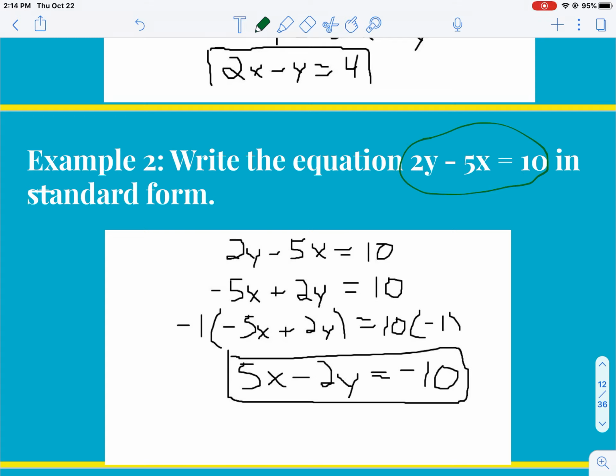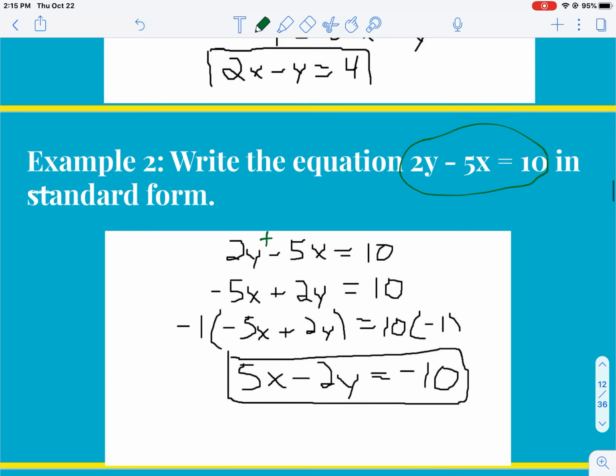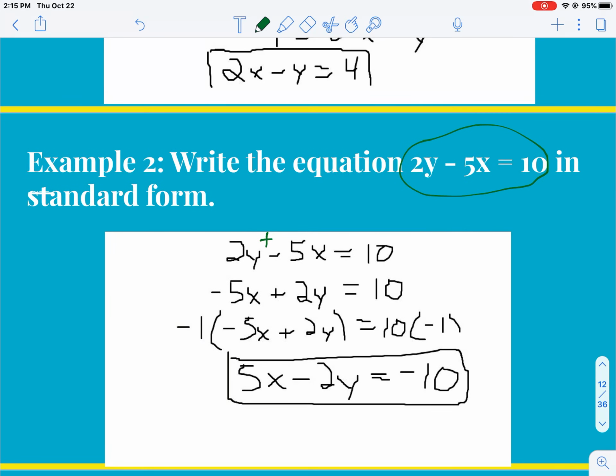Now remember, subtracting is the same as adding the inverse. So I call it 2y plus negative 5x. And when I switch it around, it's negative 5x plus 2y, since I can add in any order. Then, because I have the equation in the form ax plus by equals c, but a is not positive, how do I make it positive? Well, you can either multiply or divide by negative 1, and that will change the signs of each and every term in your equation.